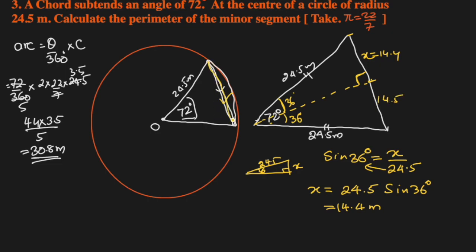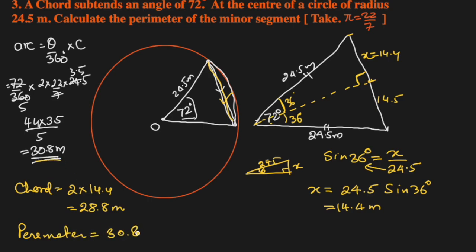That means this chord will be 2 times 14.4, which is 28.8 meters. Now the perimeter is easy, which will be 30.8 we got earlier plus 28.8. That makes sense, right? This chord will be a little less than this arc because they are almost the same length, only the arc is a little extended, so it will be longer. So that comes out to be 59.6 meters. That is the perimeter of the minor segment.